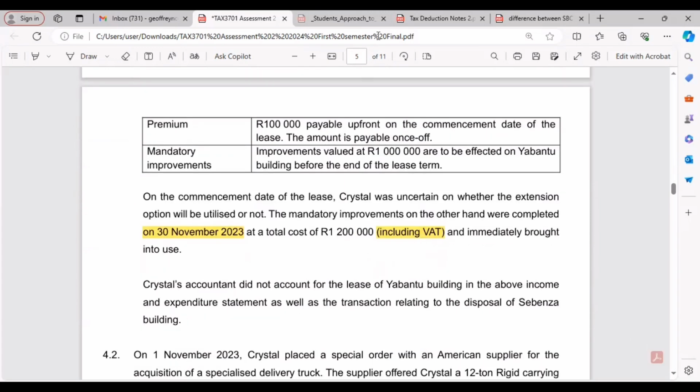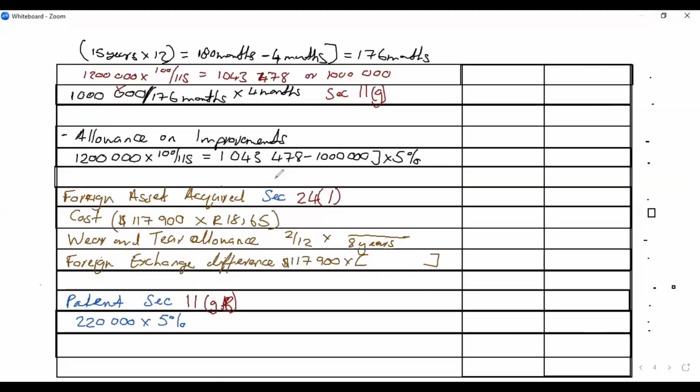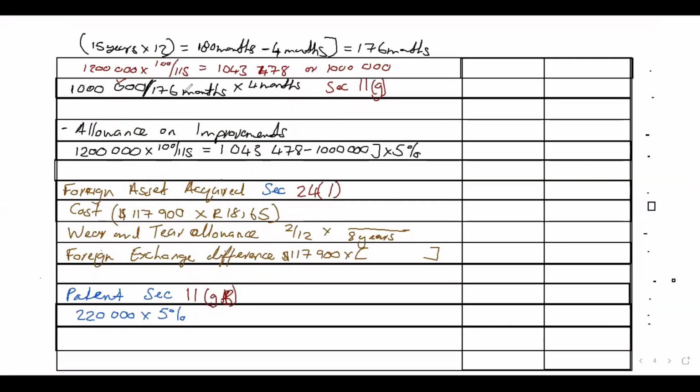So now let's calculate. On our calculation, we are saying that 4 months. Brought into use was also 30 November. So this building is completed, and then immediately they started using the building.